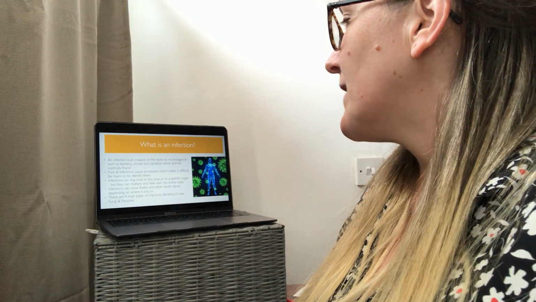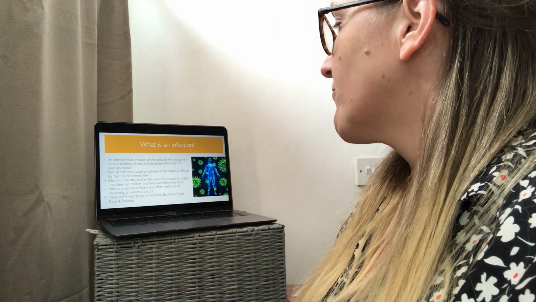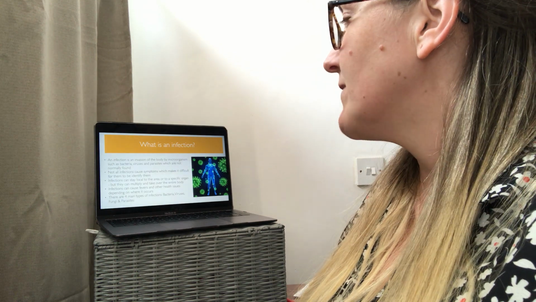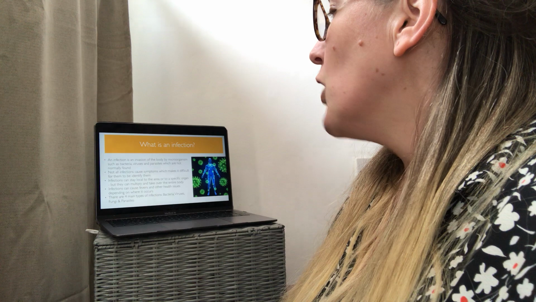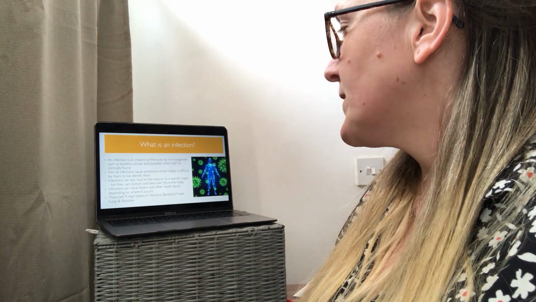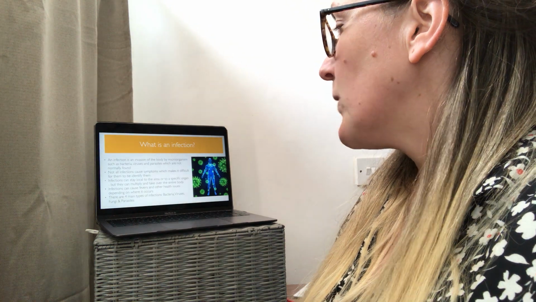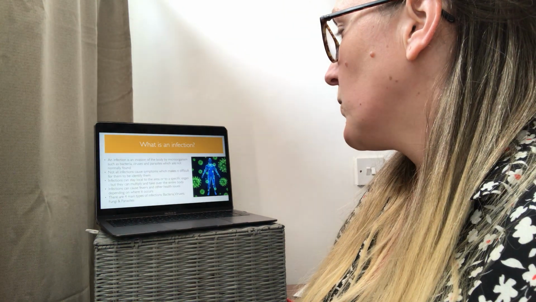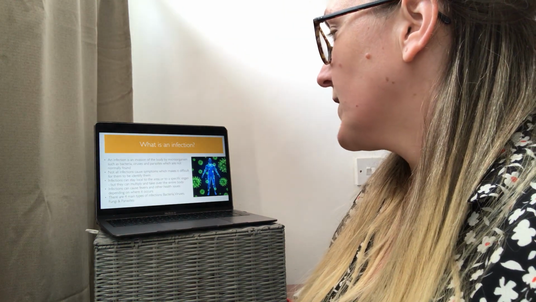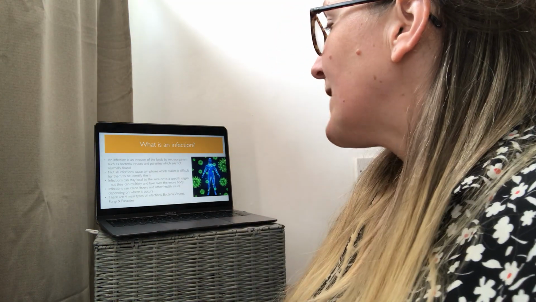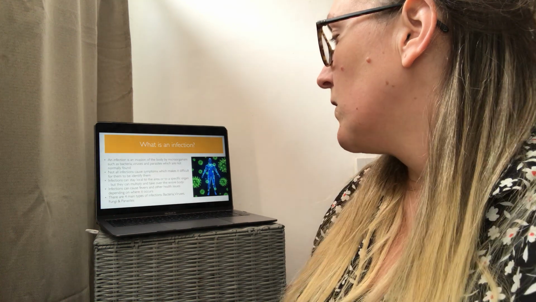So what is an infection? An infection is an invasion of the body by microorganisms such as bacteria, viruses and parasites, which are not normally found in the body. Not all infections can cause symptoms, which makes them difficult to identify. Infections can stay local to the area but can also spread to specific organs, and they can multiply and take over the entire body. Infections can cause fevers and other health issues depending on where they occur.